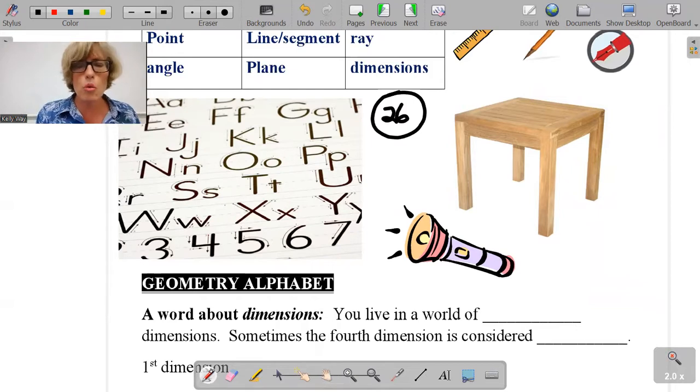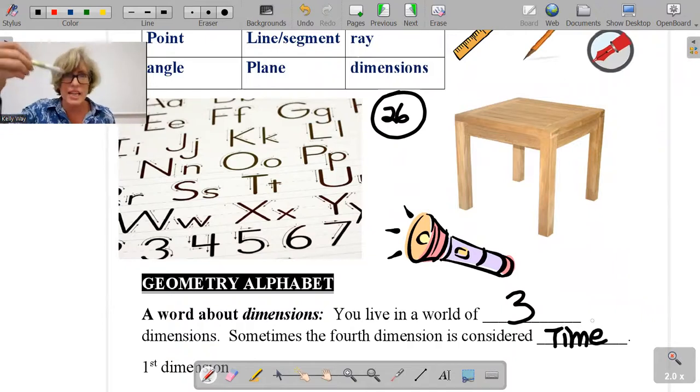We live in a world of 3 dimensions, length, width, height. Basically, anything you can stick your physical hand on has dimensions of length, width, and height. The 4th dimension in physics is considered time. So you might say, since we live inside time, we live in 4 dimensions.